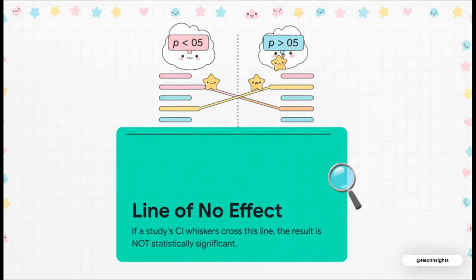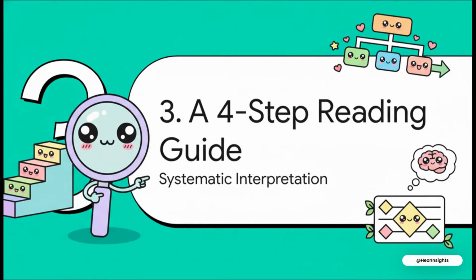It's a solid vertical line drawn at that null value we just mentioned, either 1.0 for ratios or 0.0 for differences. The rule for interpretation is very straightforward. If a study's confidence interval whiskers cross this line, the result is not statistically significant. All right, let's move to Section 3.